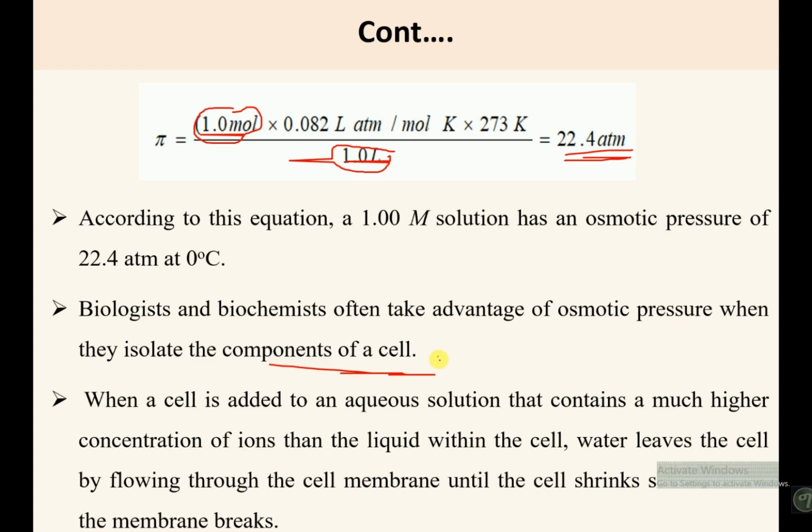Okay, so biologists and biochemists use this principle on the cell. As the cell membrane is equivalent to a semi-permeable membrane, it functions as one: it lets the solvent out but does not let the solute out. All right, this is all about chapter 2.